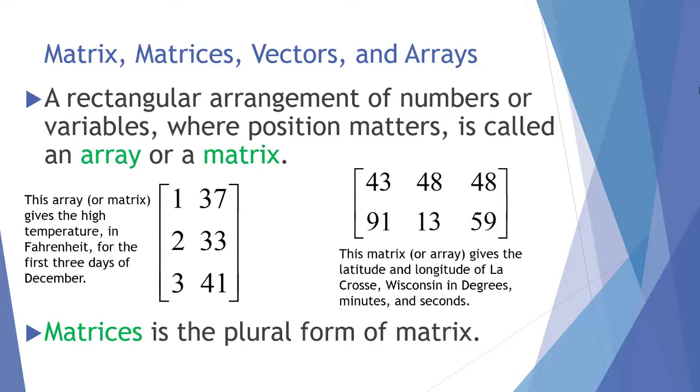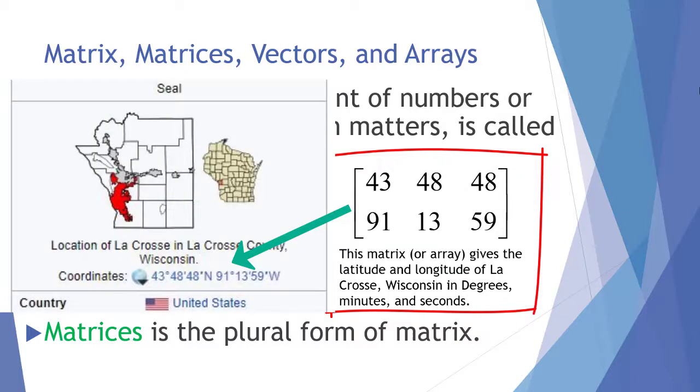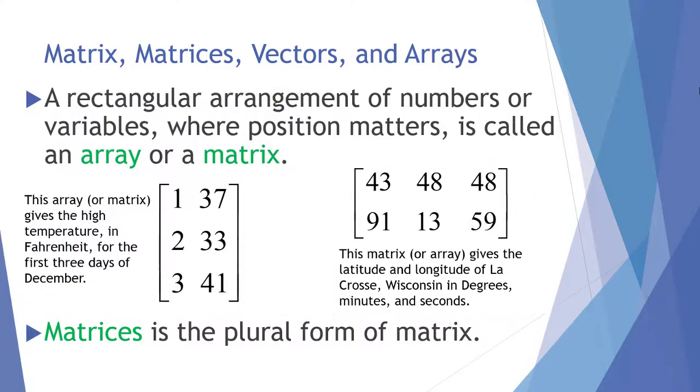So just numbers in the matrix, we don't put words in there, but there's definitely some defined meaning to the values in that matrix. Here's another one. This matrix gives the latitude and longitude of La Crosse, Wisconsin. The latitude of La Crosse is 43 degrees, 48 minutes, and 48 seconds, and the longitude is 91 degrees west, 13 minutes, and 59 seconds. Again, just a box of numbers unless we know what those things represent, and then it carries some meaning.